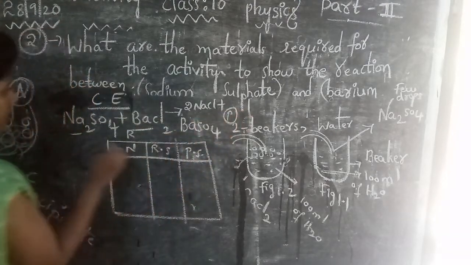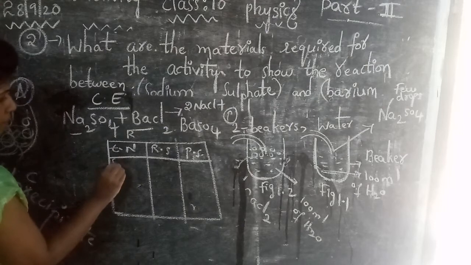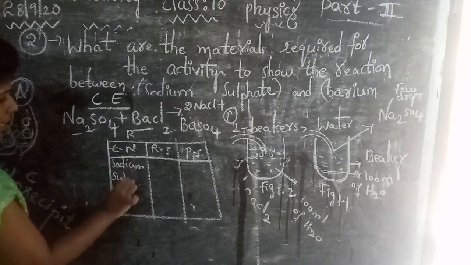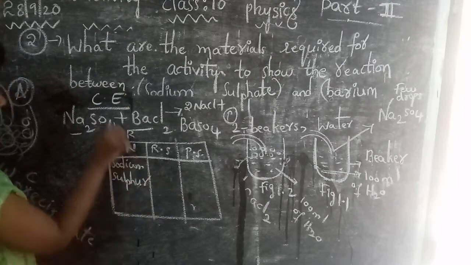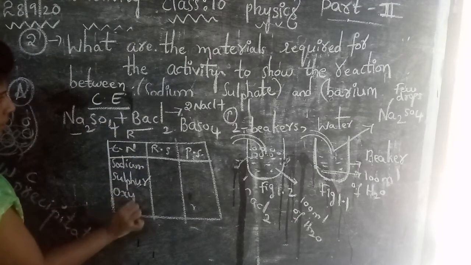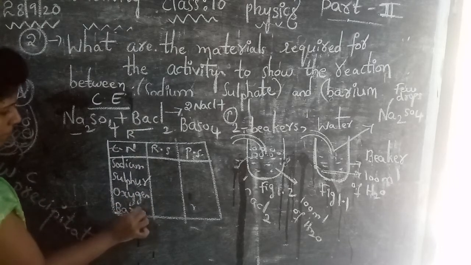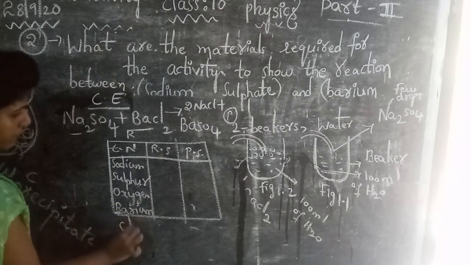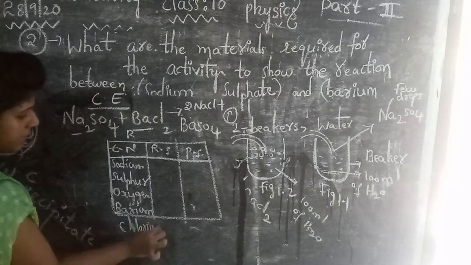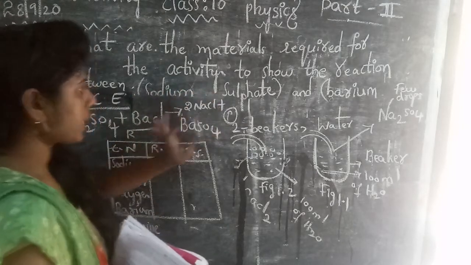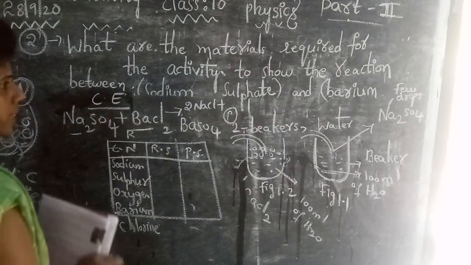Okay? So reactants: Na means what? Sodium. S means sulfur. O means oxygen. Next one, Ba means barium. Cl means chlorine. These are the elements present in the reactant side. You have to mention them. Similarly, write down what are the elements present in the product side.